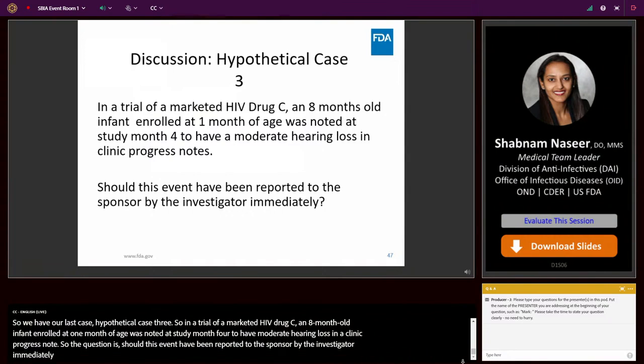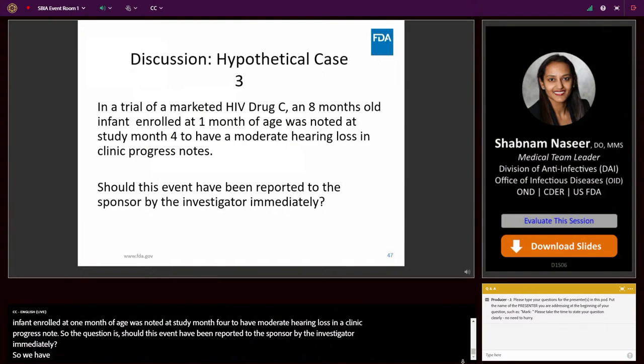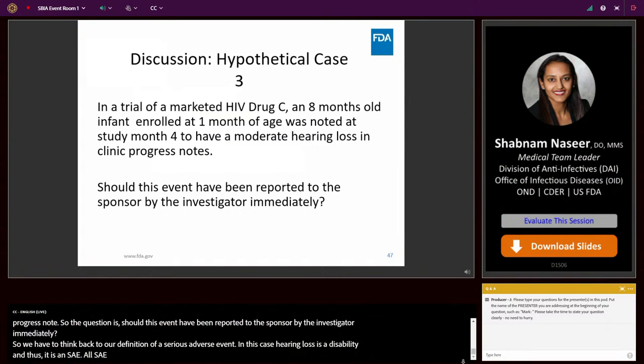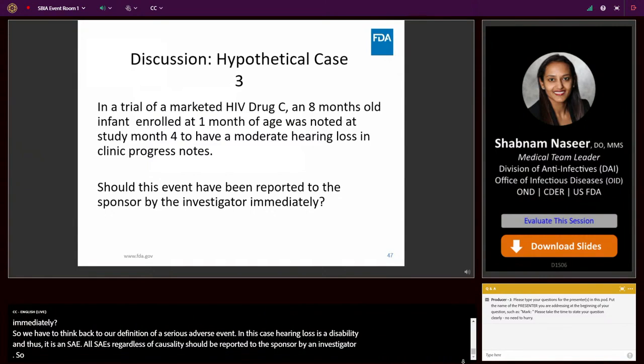So we have to think back to our definition of a serious adverse event. In this case, hearing loss is a disability, and thus it is an SAE. All SAEs, regardless of causality, should be reported to the sponsor by an investigator. So the answer here is yes. In addition, the investigator should immediately report the SAE to the sponsor and also submit an assessment of causality.